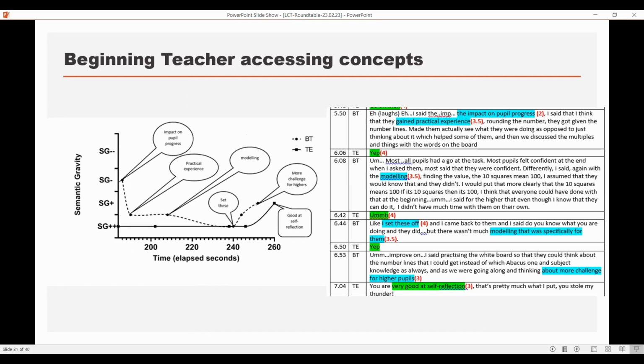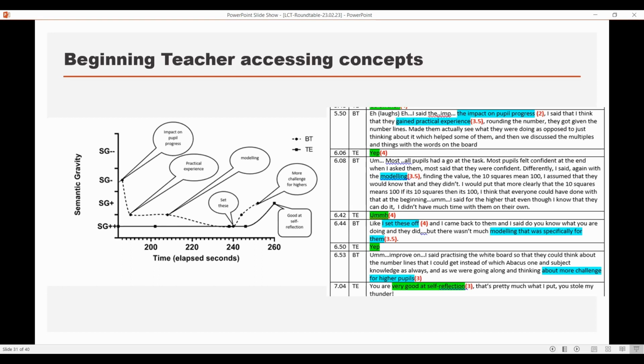In this example, it was interesting in that the beginning teacher, the dotted line, started quite conceptually, thinking about this notion of pupil progress.